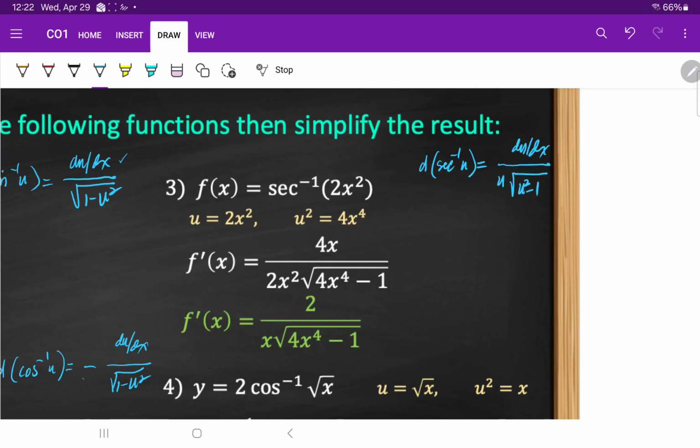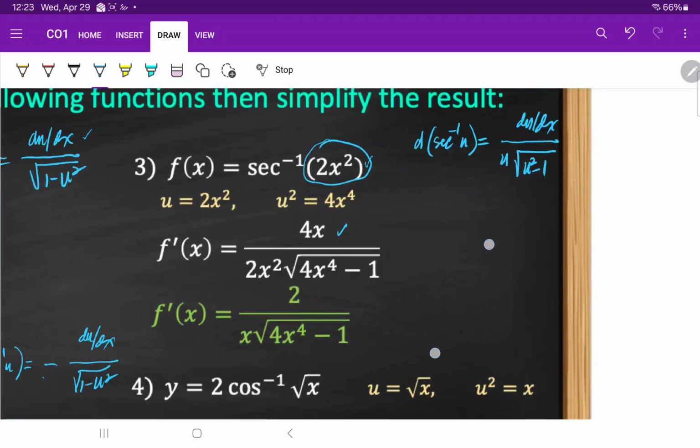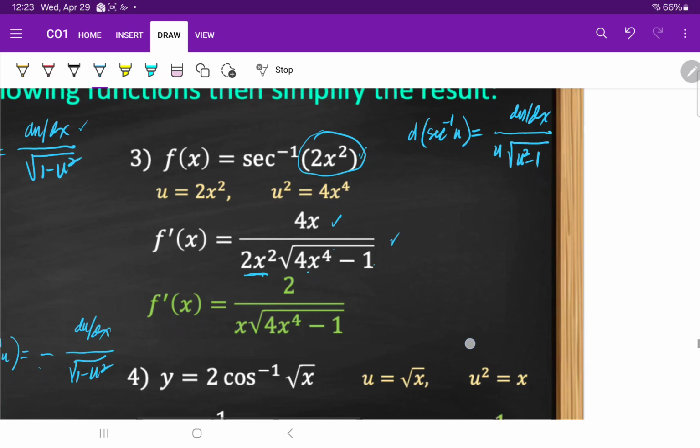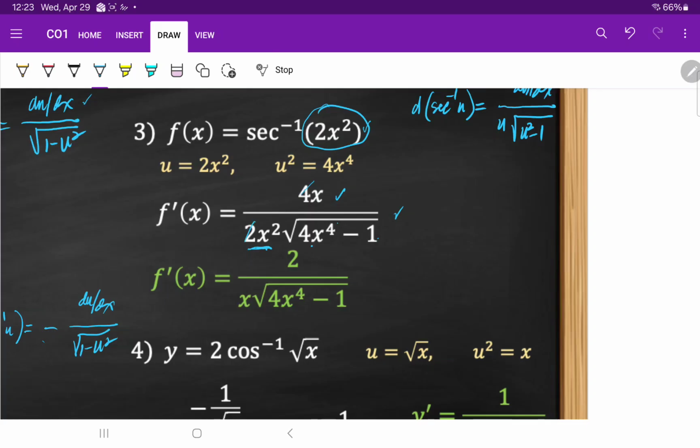So what is your u here? It's 2x squared. So du dx, the derivative of 2x squared, is 4x over u squared. What is your u? 2x squared. And when you square 2x squared, it's 4x to the 4th, minus 1. So if you simplify, we cancel out 2 here. We get 2 over x squared times the square root of 4x to the 4th minus 1.